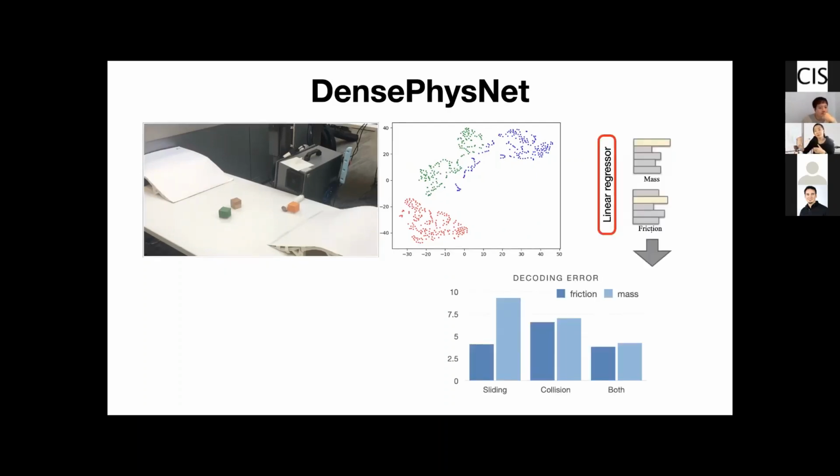And if we train a linear classifier on top of the learned features, we can actually decode accurate physical parameters, such as friction and mass. So here's the decoding error for the system. This plot shows the decoding errors when the system is using different actions, such as sliding and collision. In comparison, we can see that using both interactions helps the system to learn a more accurate physical representation.